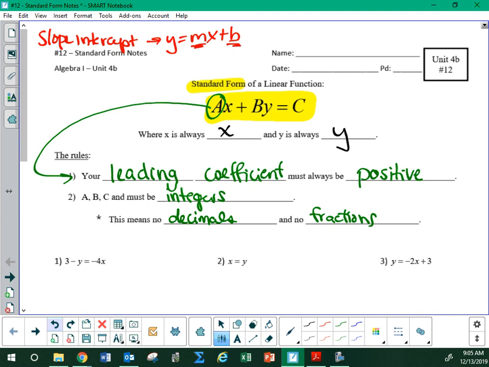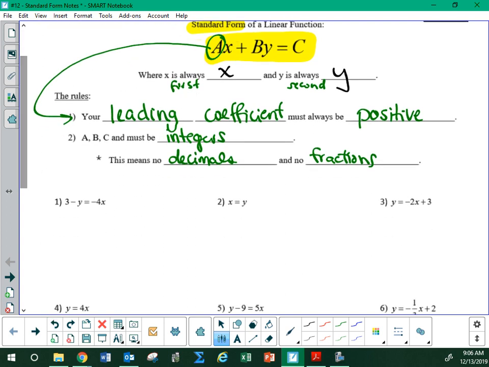B and C can be negatives, but there's no decimals or fractions. So what we have to do is we need to first get rid of fractions or decimals, and then just move things to be in this format. X has to come first, and y has to come second. And then our constant is going to be at the end. Okay, so it has to be in this format. So x is always going to be first, y is always going to be second.